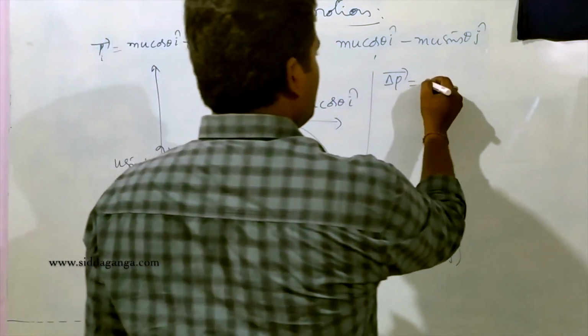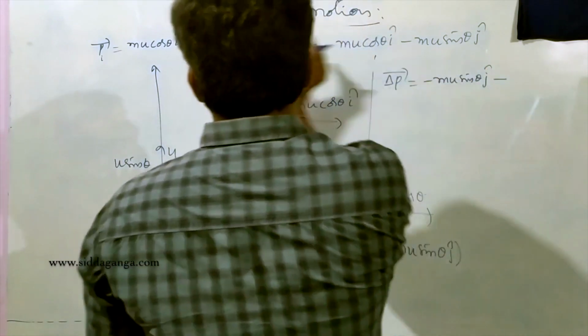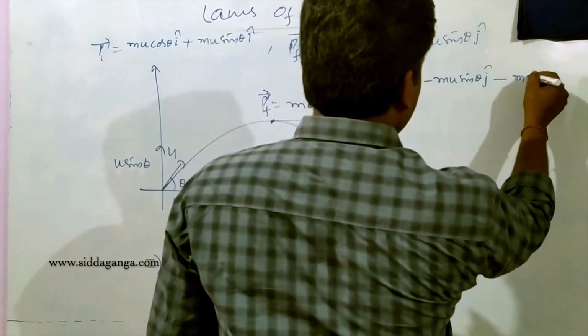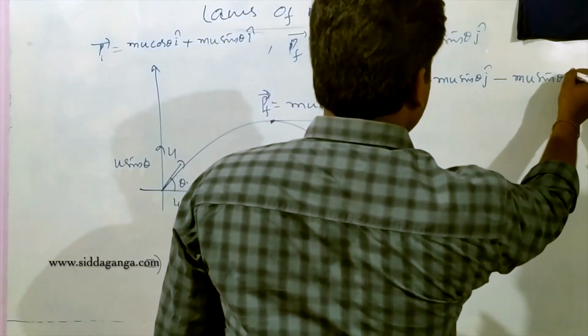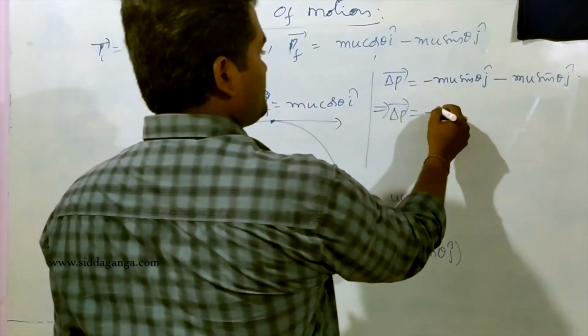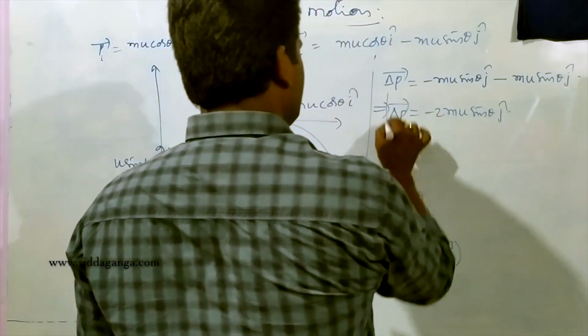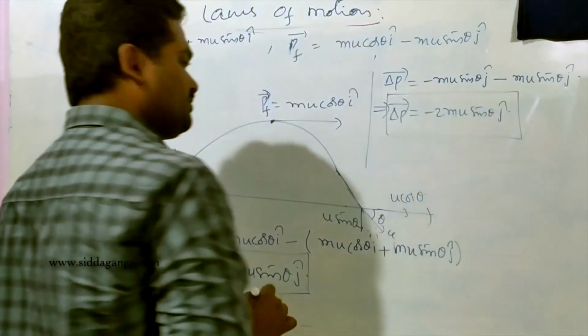So finally you'll get minus mu sin theta j cap minus, what is this one? Mu sin theta j cap. So then what is the change in momentum during this time of flight? It means minus 2 mu sin theta into j cap. This is the change in momentum during the time of flight of the projectile.